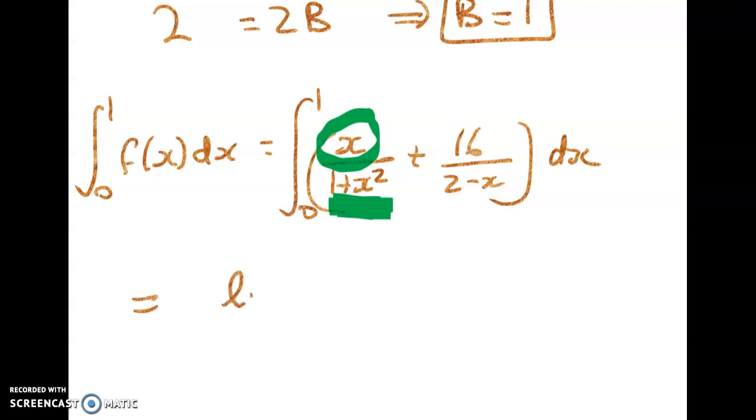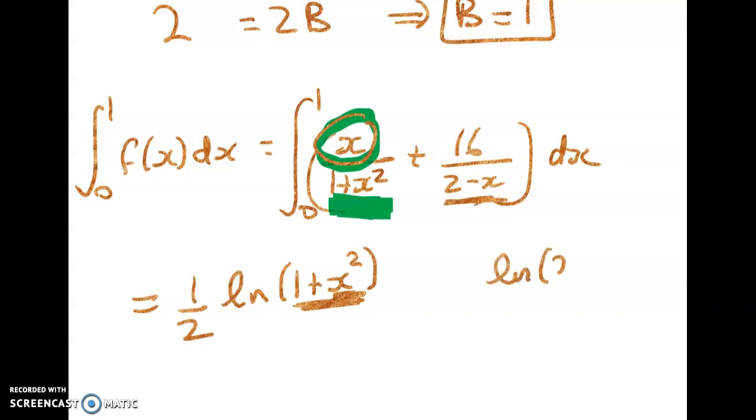So leave a gap. It's going to be something log of 1 plus x squared. Now, when I differentiate this, I'm going to get 1 over this, which is good, but I'm going to get times 2x by the chain rule. I don't want 2x, I just want x, so I need to multiply by a half. Similarly, in here, I'm going to have something log of 2 minus x. And this is all evaluated at 1 and 0.